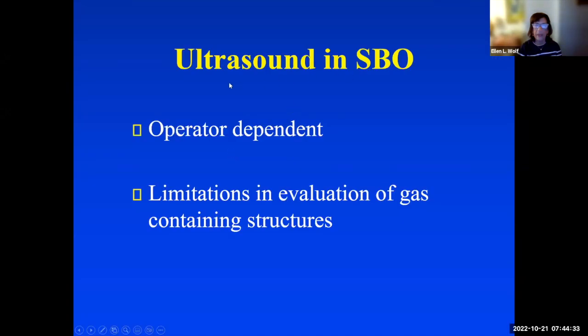So problems with ultrasound is that it is somewhat operator dependent, and it can be limited in the evaluation of the bowel and of gas-containing structures. So there is some difficulty with ultrasound.